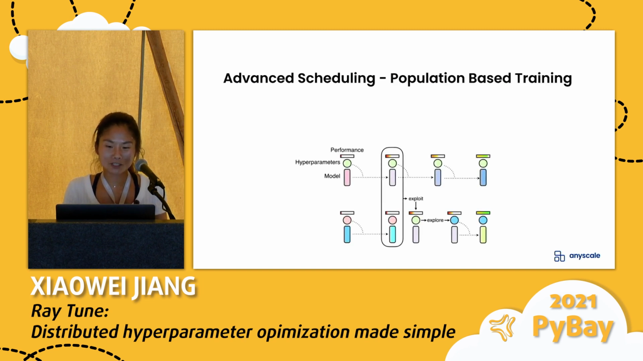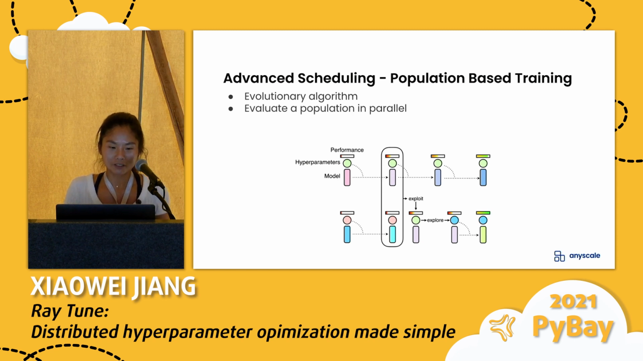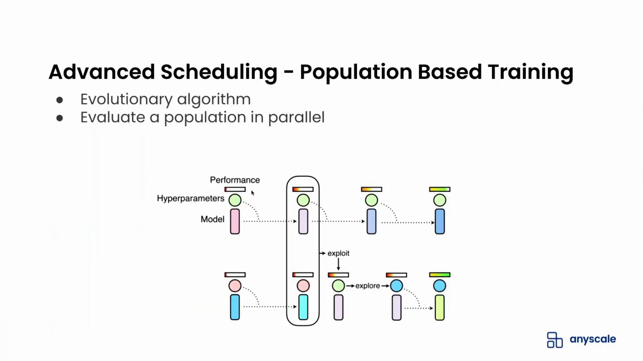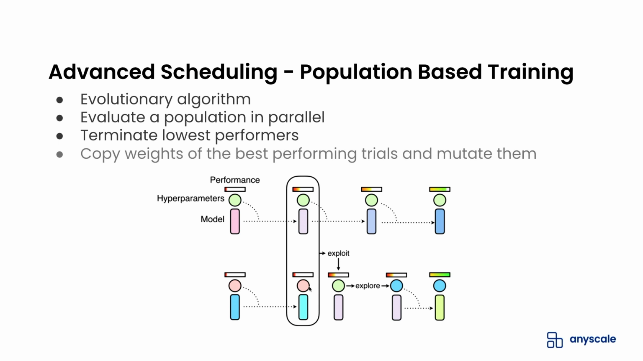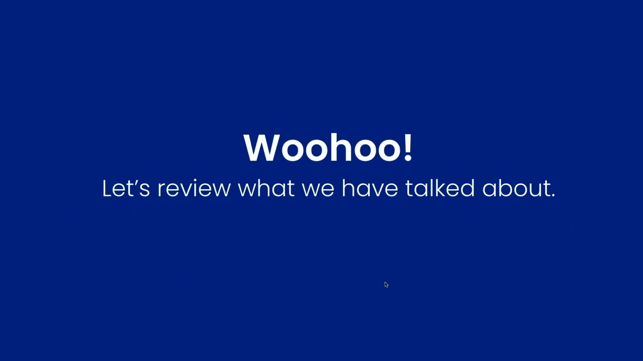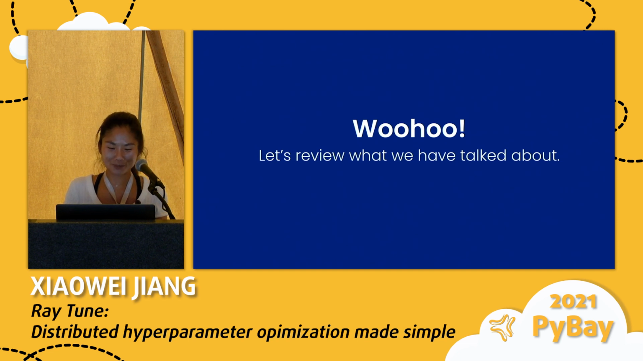Another one I want to quickly mention is called population-based training. This is an evolutionary algorithm, mostly used in deep learning. The idea is similar to early stopping. It also starts by evaluating a population in parallel, and every trial has a performance score associated with it. In the middle, we start to compare how trials perform, and we terminate the lowest performers. And we copy over the weights of the better performers, mutate the weights a little bit, and proceed with our training. Okay, hopefully I haven't lost you in all these algorithmic details yet.